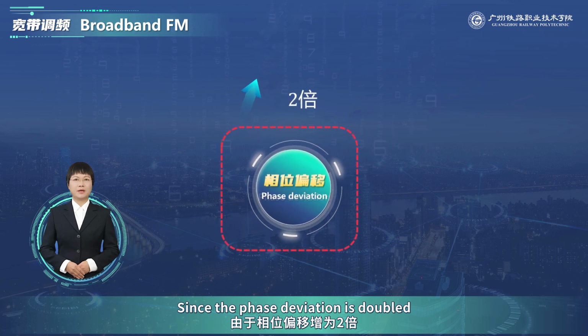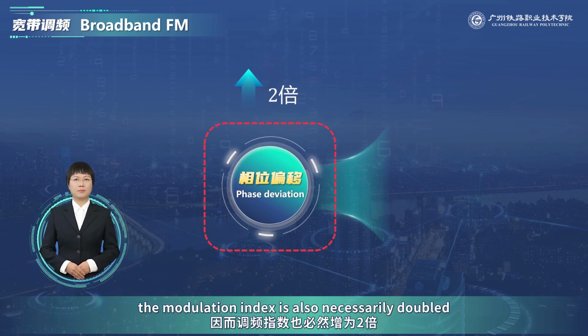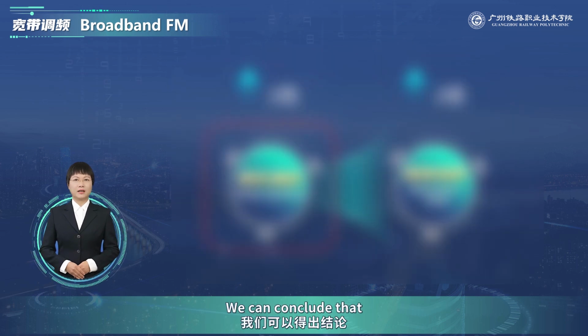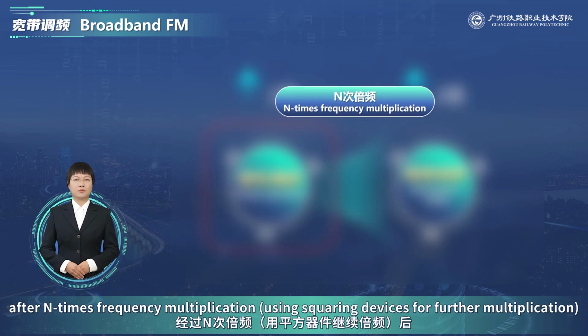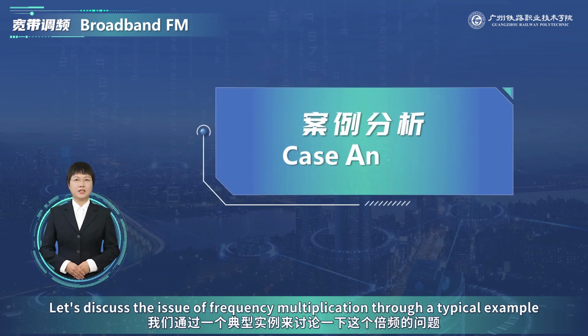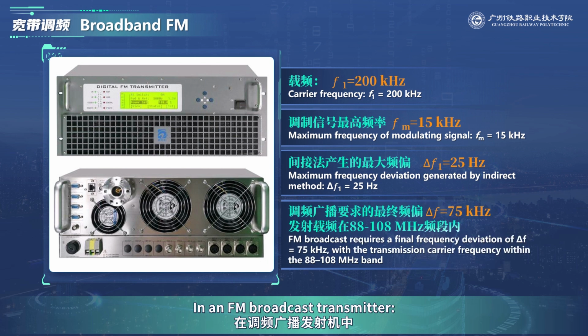Since the phase deviation is doubled, the modulation index is also necessarily doubled. We can conclude that after N times frequency multiplication, using squaring devices for further multiplication, the carrier frequency and modulation index of the FM signal are increased by a factor of N. Let's discuss the issue of frequency multiplication through a typical example in an FM broadcast transmitter.